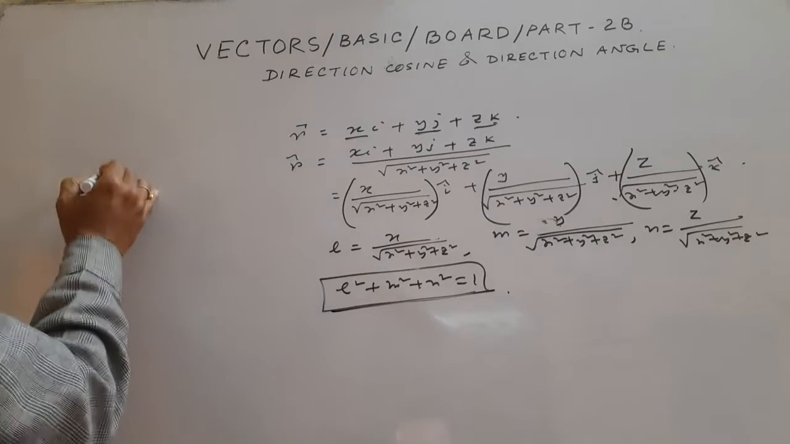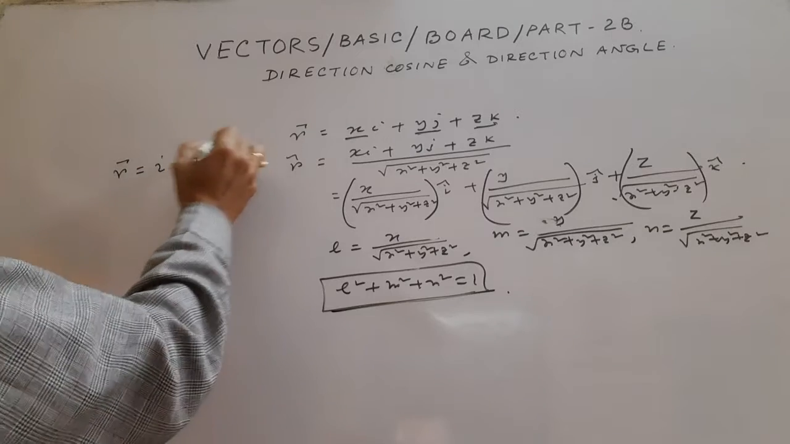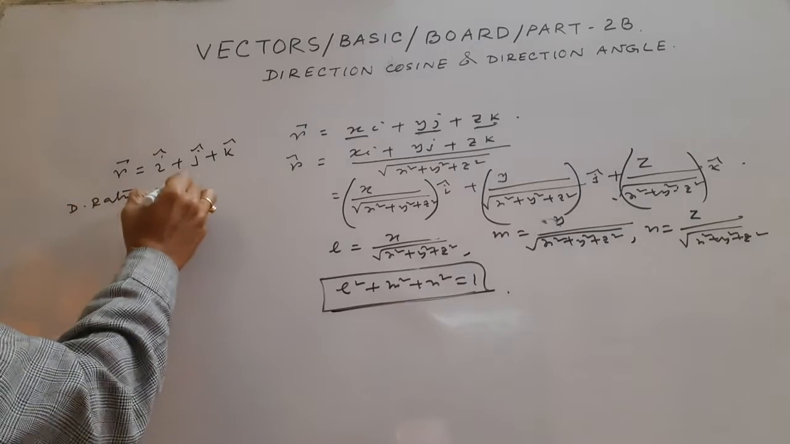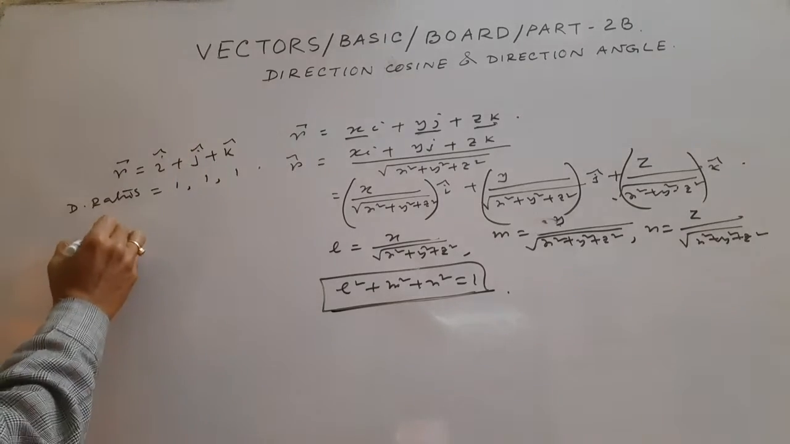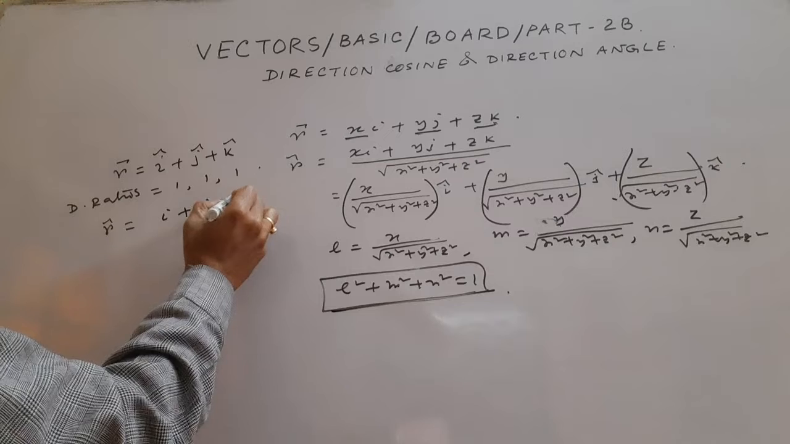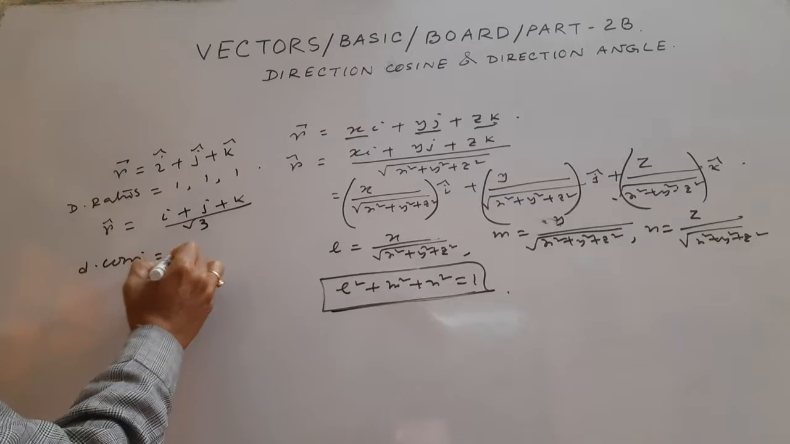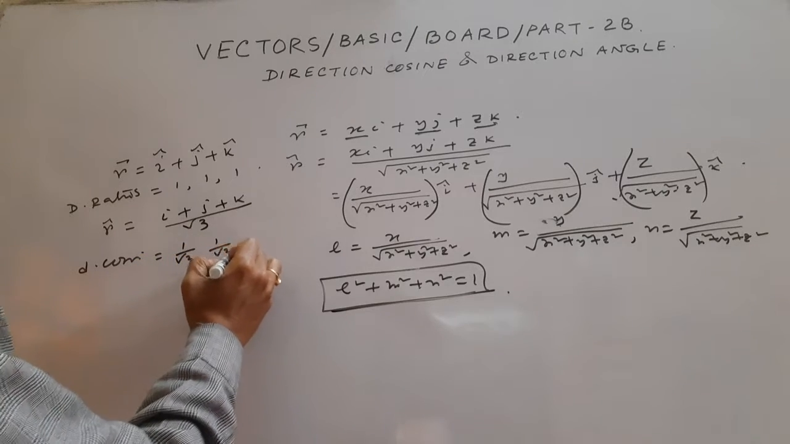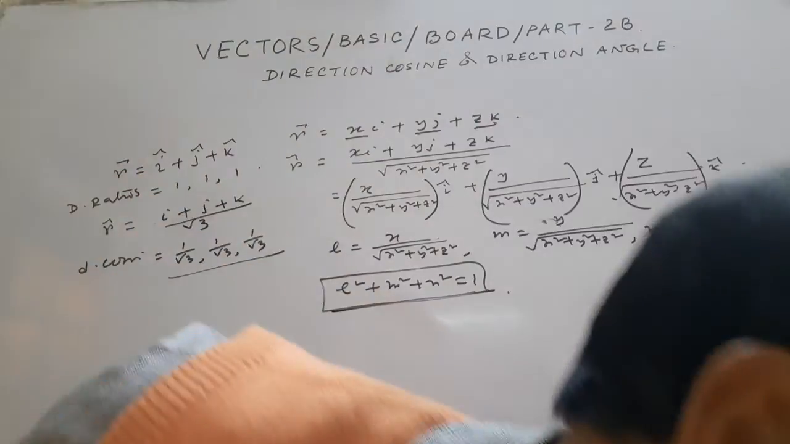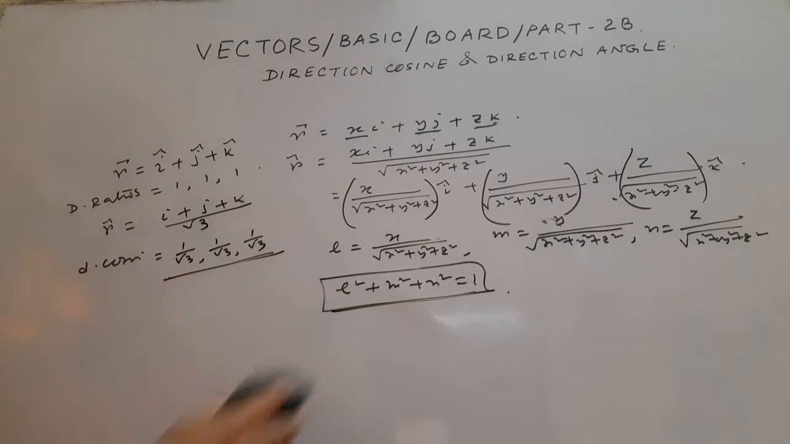For example, suppose r vector equals i plus j plus k. So what are the direction ratios? The direction ratios are the components of i, j, k. So what is r cap? It is i plus j plus k by root 3. So what are the direction cosines? 1 by root 3, 1 by root 3, 1 by root 3. So this is to be noted, a most important result.